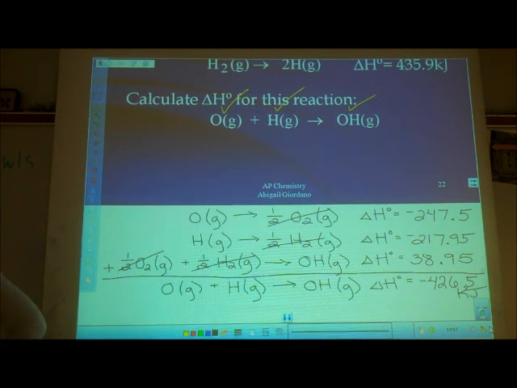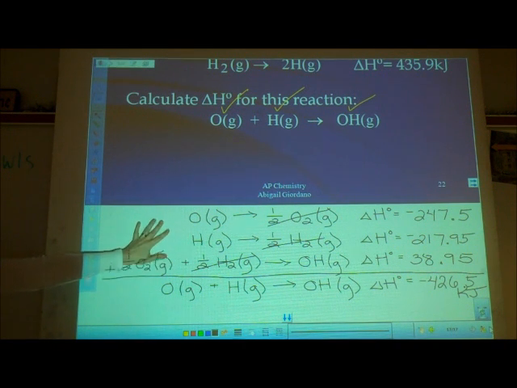Rule number 1. You must use every mini reaction given to you. I don't care if you're given 5, 6, 7 mini reactions, you use every single one. Rule number 2. You may only use each mini equation one time.